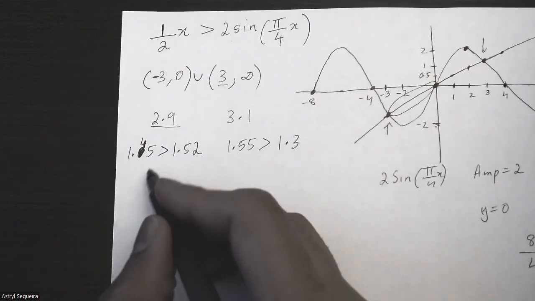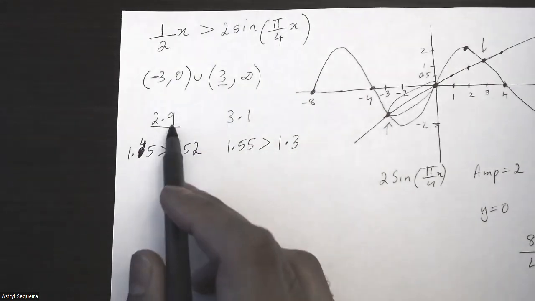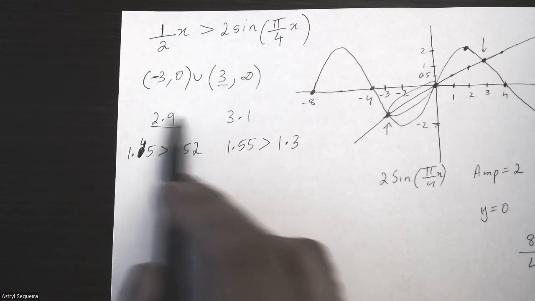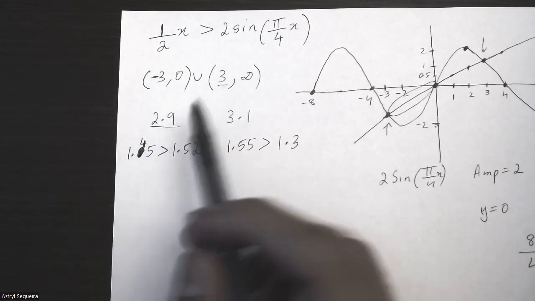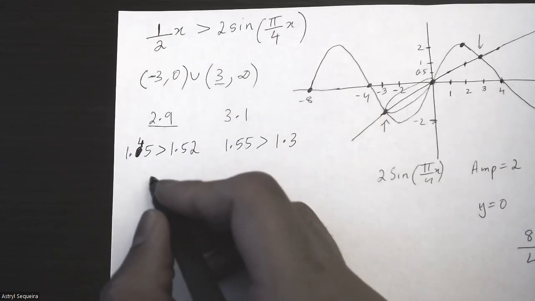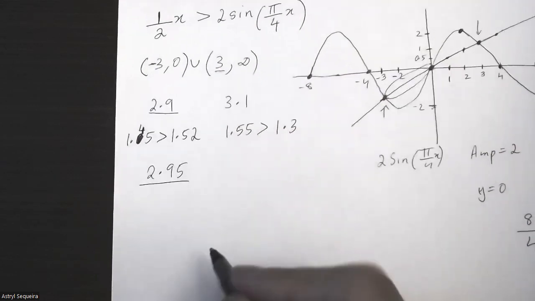So the next value I want to test is something in between 2.9 and 3, because I know my solution is most probably between these two. It's possible it could be slightly less than 2.9 as well, it could be 2.8, but you always want to test between numbers to see whether you're getting closer or further. So I'll test 2.95 next.